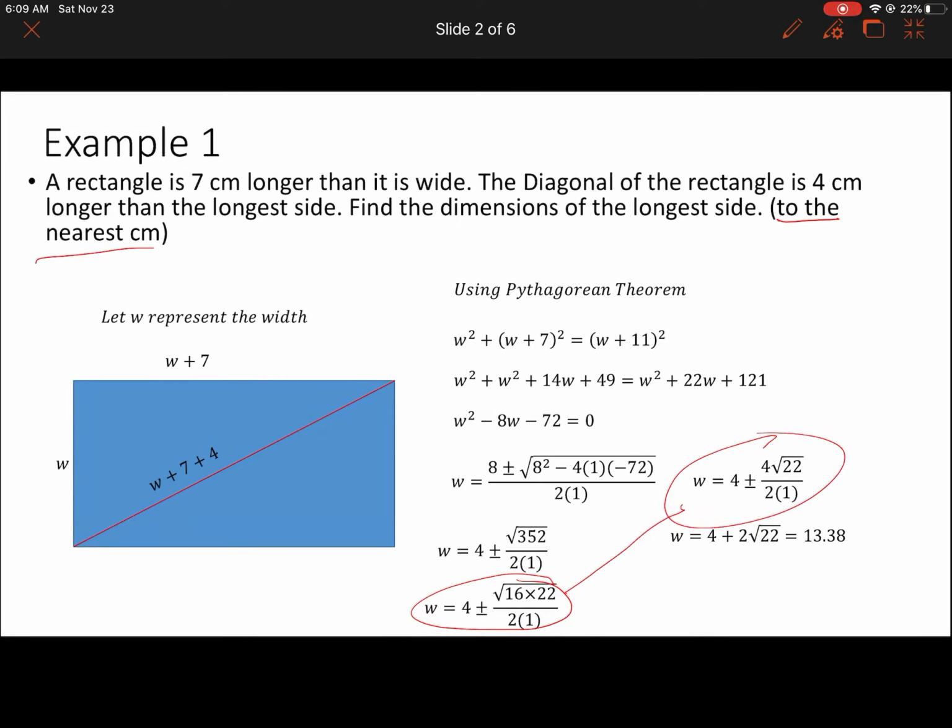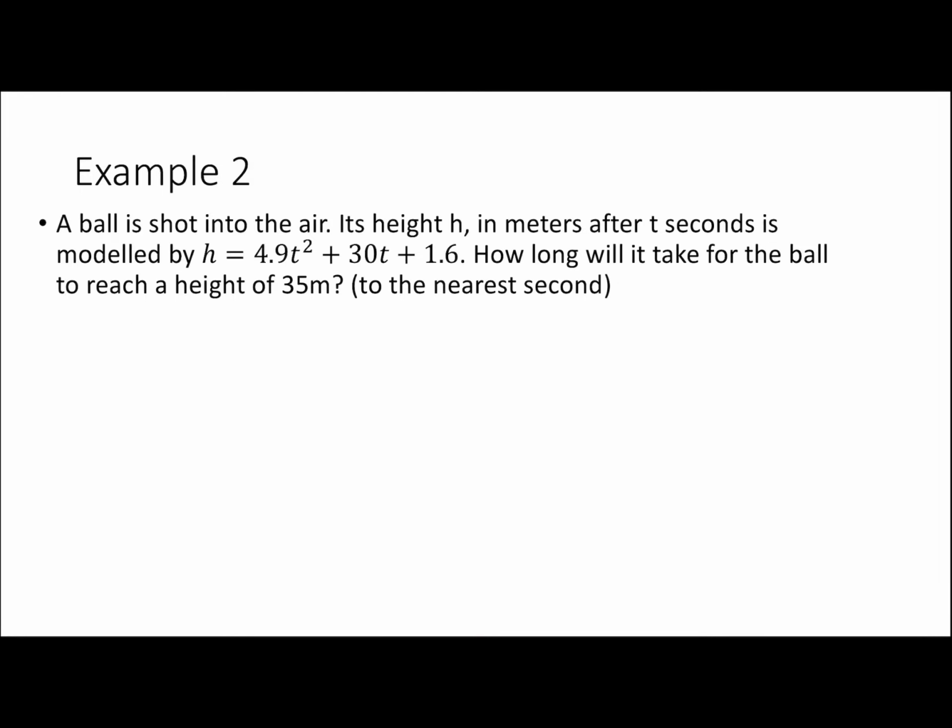So the answer is 13.38, and the other value is negative. It's that or 4 minus that. And we end up getting a negative value, and we don't want a negative value. We need a positive value. So, therefore, the longest side is 7 more than that, which is about 20 centimeters.